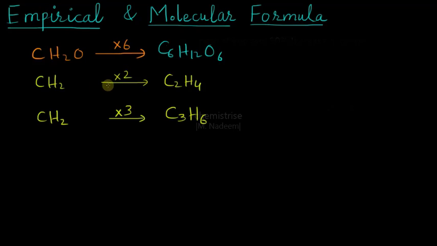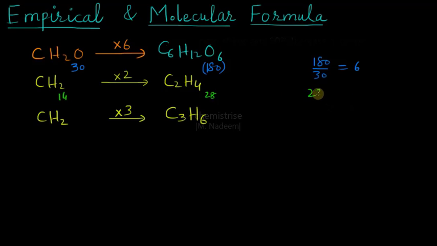If you look at the molecular masses of the molecular formula and the empirical formula, for example, for glucose, its molecular mass Mr is 180, while that of the empirical formula is 30. If we divide 180 by 30, you will get the 6 that you will use to convert the empirical formula into the molecular formula. Similarly, over here, the molecular mass of this would be 28, and of the empirical formula it would be 14.